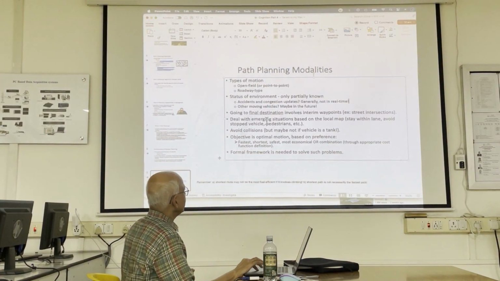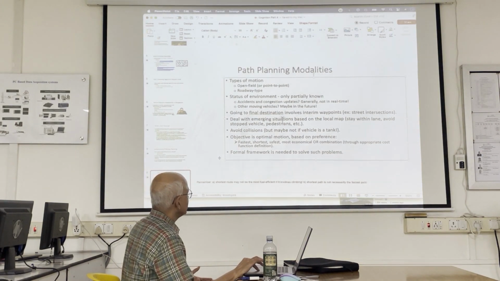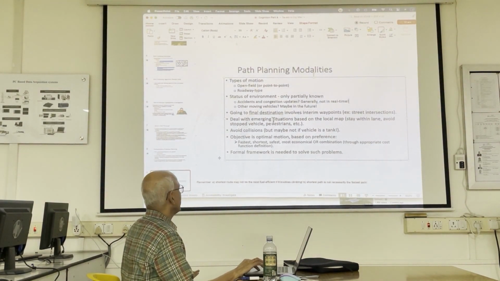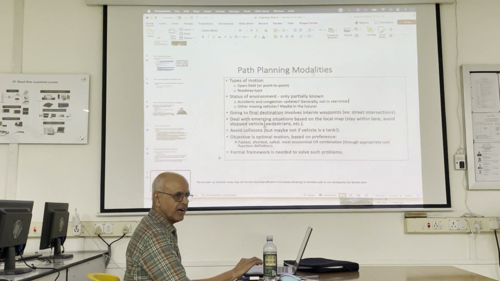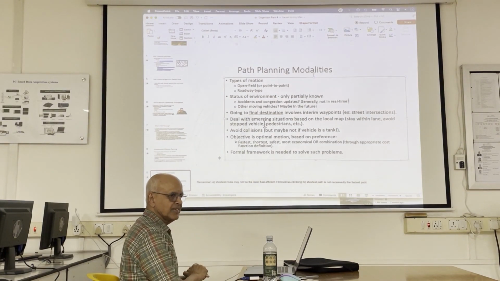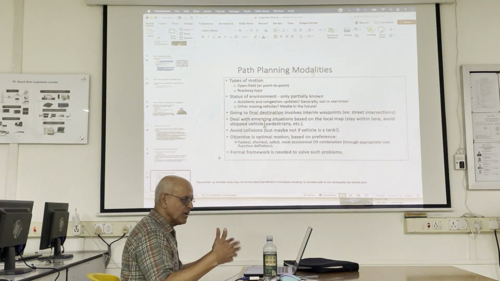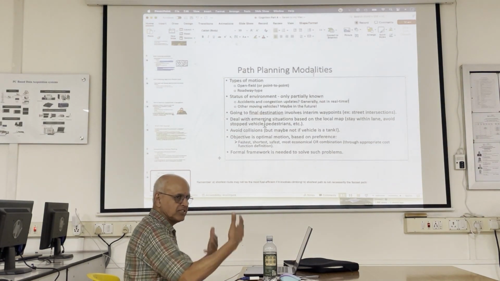And then you have to deal with emerging situations. The path plan does not tell you all these things. You have to deal with emerging situations based on the local map, like stay within lane, avoid stopped vehicle. Suppose the vehicle stops in front, the path plan is not going to tell you anything. You have to avoid the stopped vehicle on your own. So all of those are local maneuvers. Path plan does not tell you how to locally maneuver. The two things are different.